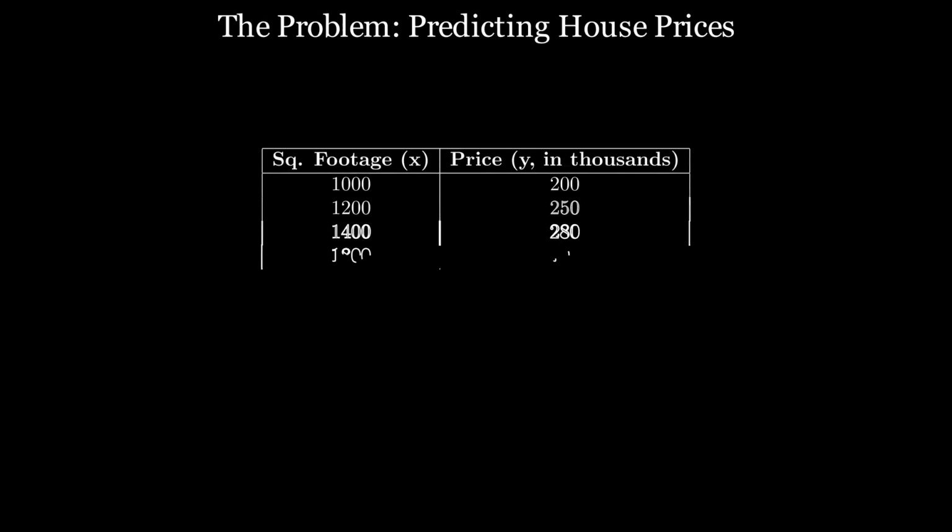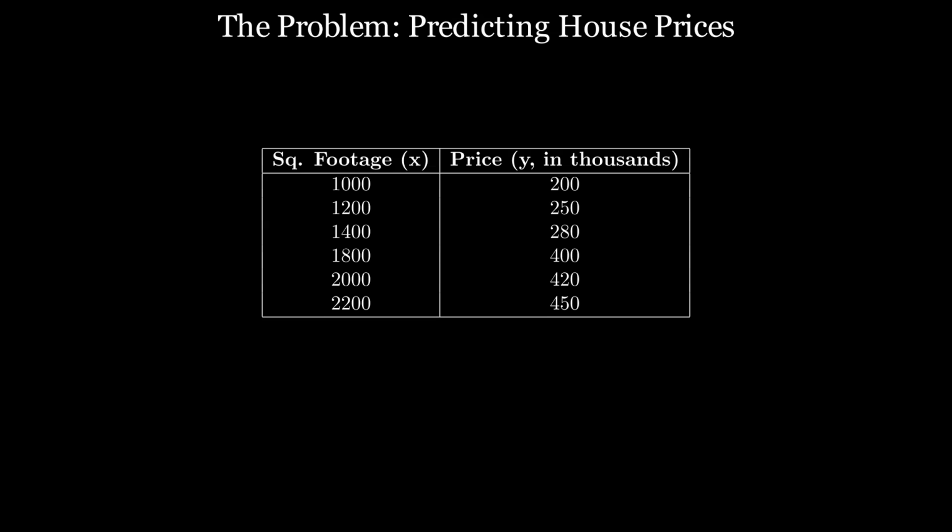Let's use a concrete example. Our goal is to predict house prices based on their square footage. Here's our small dataset. Gradient boosting starts with a very simple initial prediction. For regression, this is usually just the average of all the target values.